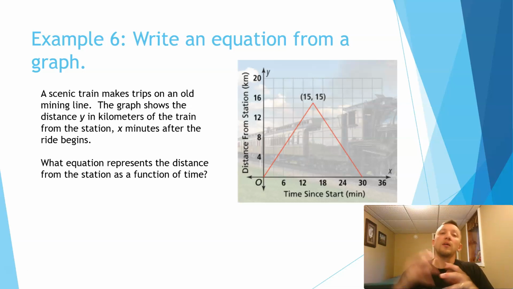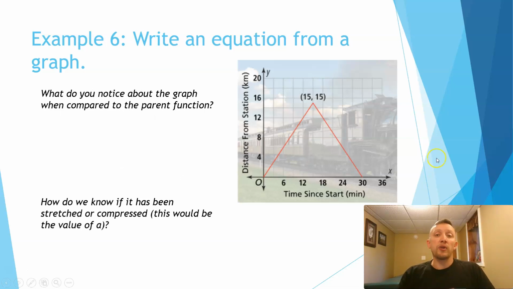So the train is going to go to the destination and then come back again. So we want an equation. Our ultimate goal is to come up with an equation for that line. So let's think about a couple of things first. What do you notice about the graph when compared to the parent function? How has it changed? What are some things that you recognize? Hopefully you should recognize at least 3 things.